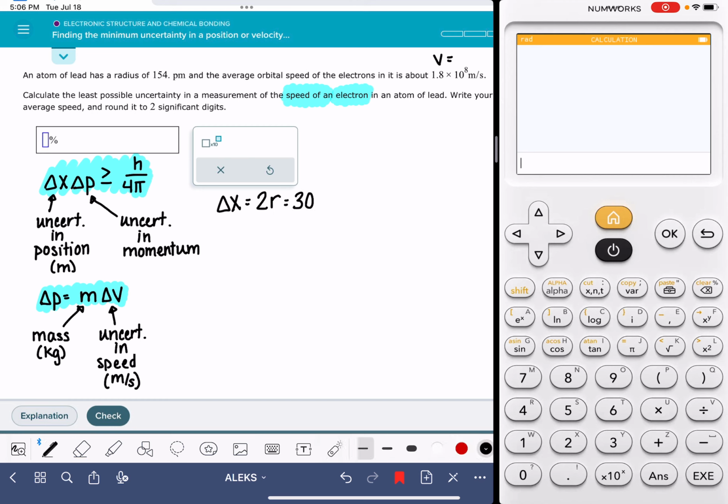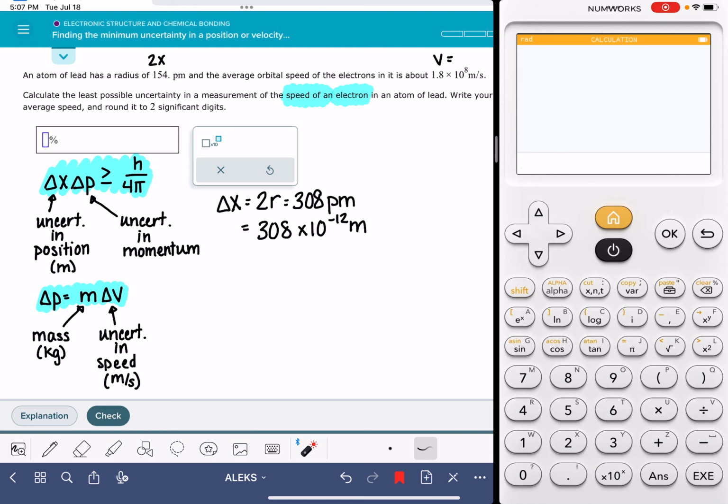The radius of the atom is 154 picometers. 2 times 154 picometers gives us 308 picometers. And I need to express that in units of meters, not picometers. So 308 picometers is going to be 308 times 10 to the negative 12 meters. If you're working on this problem, I'm assuming that you're pretty comfortable with unit conversions inside the metric system, so I'm not going to go into a lot of detail on that.